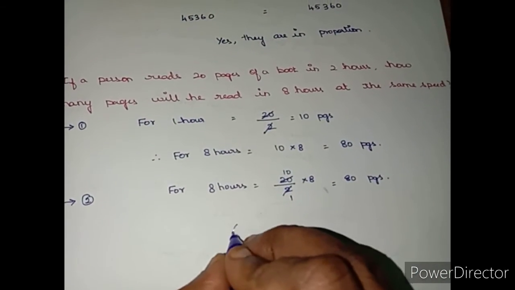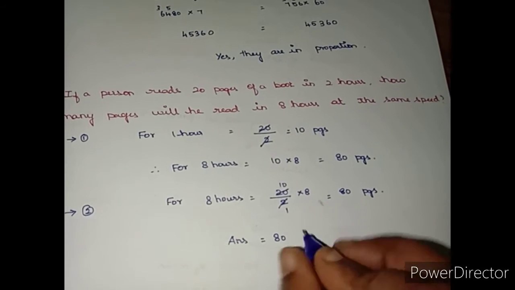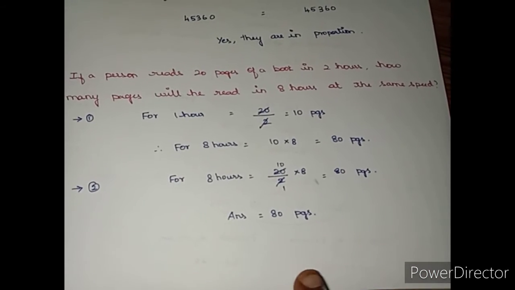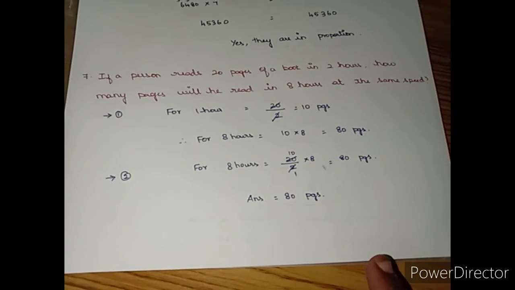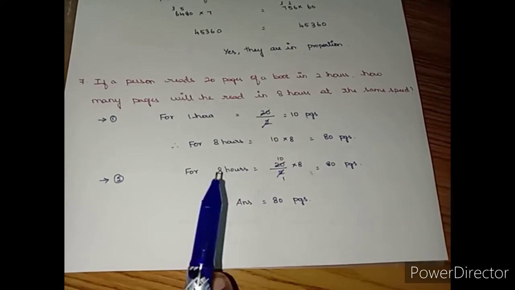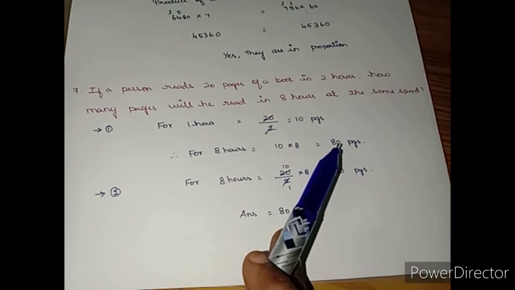So what is the answer? Answer is 80 pages. So this is a best example for the unitary method. I told you, for finding the other value, first we should find one value and then we go with the other value. We'll go with the next sum now.